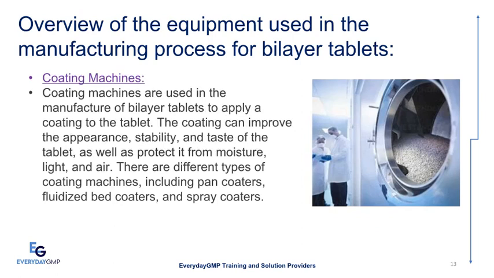Coating machines. Coating machines are used in the manufacture of bilayer tablets to apply a coating to the tablet. The coating can improve the appearance, stability, and taste of the tablet, as well as protect it from moisture, light, and air. There are different types of coating machines, including pan coaters, fluidized bed coaters, and spray coaters.